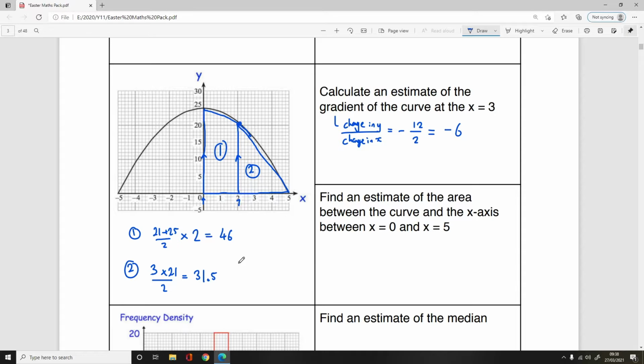So my total estimate for the area will be to add those things together. I would estimate 77.5. There are a huge variety of answers that you could have there. It depends where you've drawn your shapes. It's more checking, have you found the area of the shapes you have drawn, rather than have you matched a specific answer. So I'd say anything in the region 70 to 80 is probably legit.